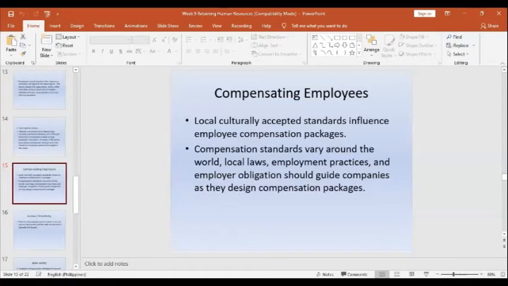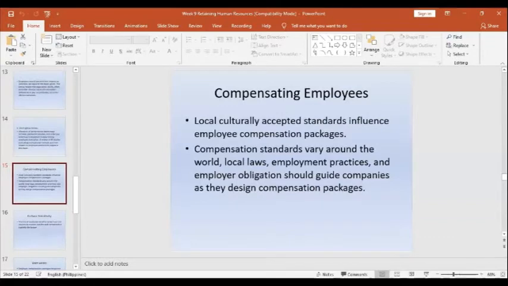So basic compensation is a payment given to the employees. In compensating employees, of course, the locally culturally accepted standards can influence the compensation package of the employee. Because if you work abroad, there are different labor laws that must be complied with by the host country company or the headquarters or extended offices. That's why the compensation standard varies based on the labor law. Employment practices and the obligations of the employer guide the companies when it comes to compensation.